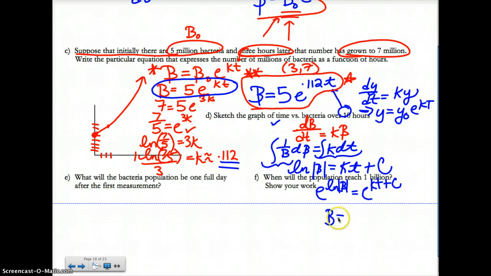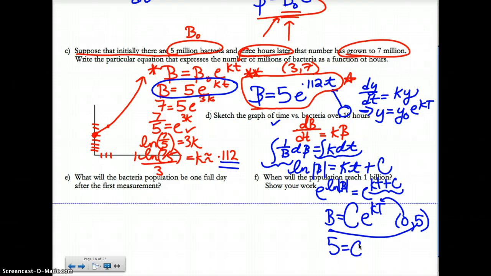I end up getting here b is equal to, and again, we split this up into 2, and we've got an e to the c, which is just some other constant, e to the kt. Now, they told me that initially, which means at time 0, there's 5 million bacteria present. So when I put in a 0 for time and a 5 for the bacteria count, I get 5 million is equal to some constant times e to the 0. Well, that's just 1. So I get that my constant right here is really 5. Well, that was the amount of bacteria present at time 0. So it falls out really naturally, even if you forget the pattern.